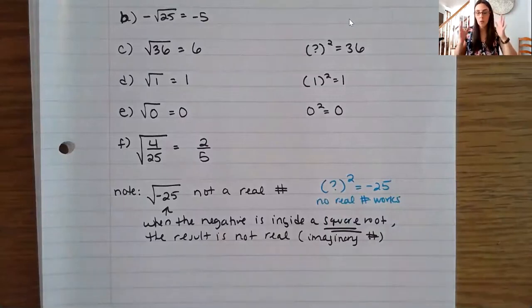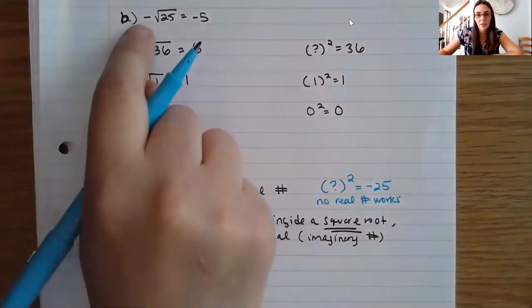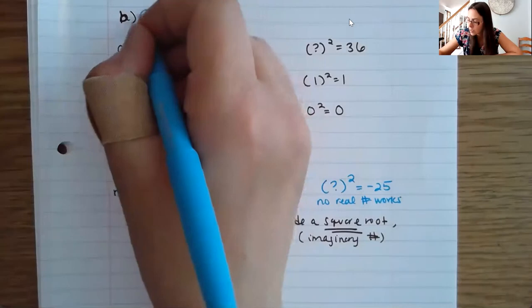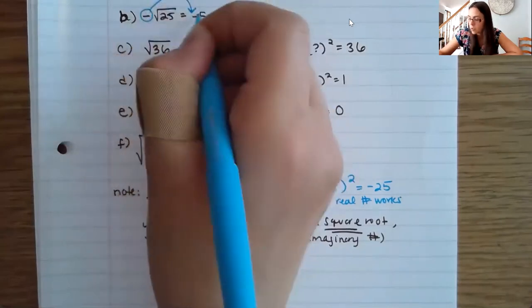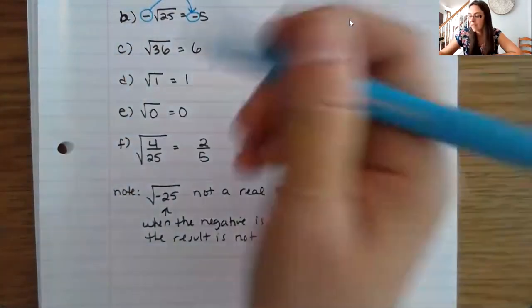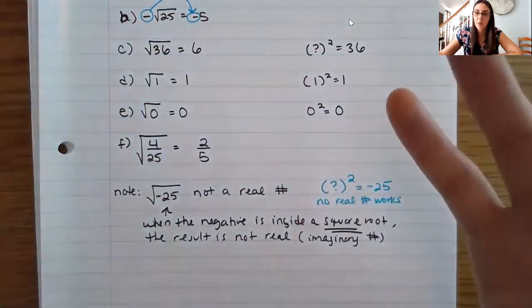So I just want to make a little note here that a negative on the outside is fine, because it can basically just come and get attached to your final answer. But a negative inside the root can't happen for real numbers.